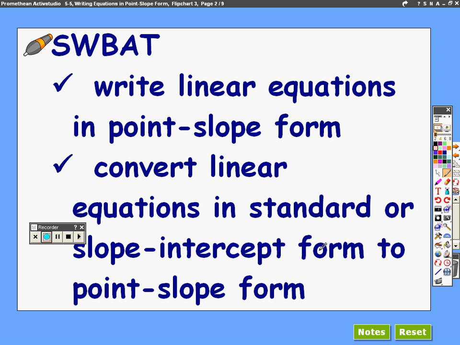Okay, so far we have learned about linear equations in standard form and linear equations in slope-intercept form. We're now going to look at the third type of linear equations, and that is point-slope form.